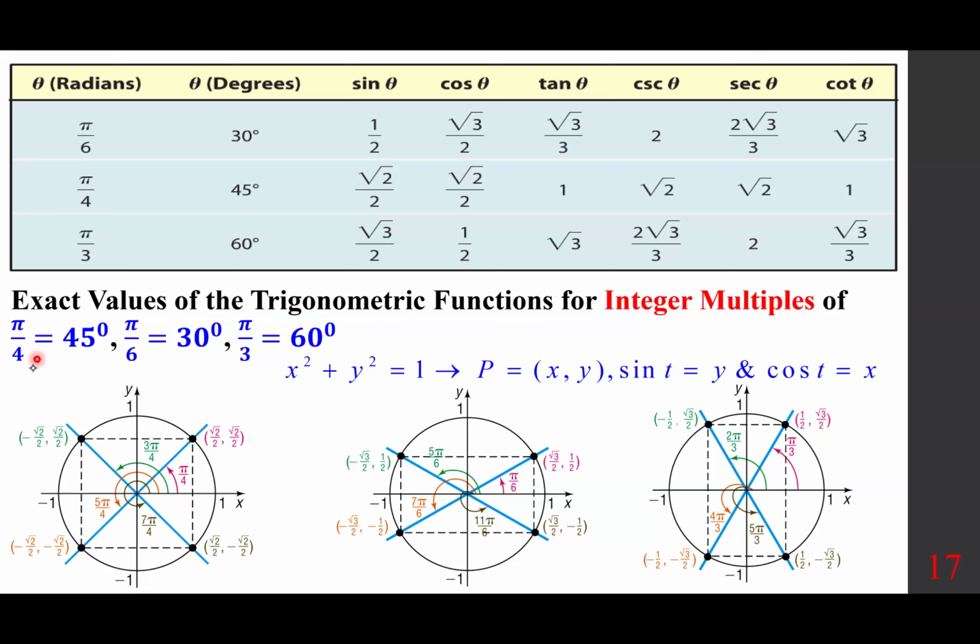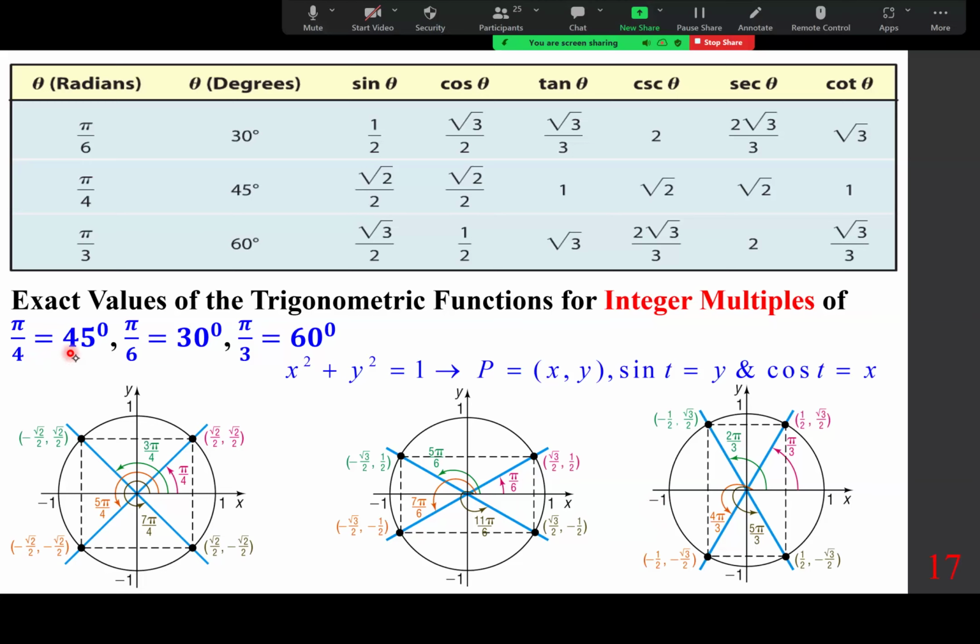And of course, remember pi over 4 is the same as 45 degrees. So therefore, 3 pi over 4 is 3 times that, 135 degrees. So know both degrees and radians.